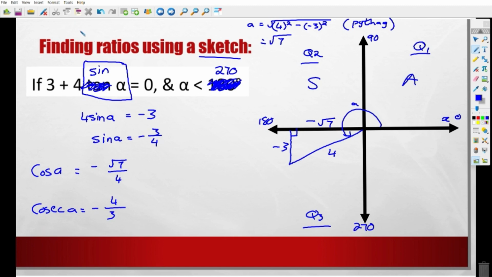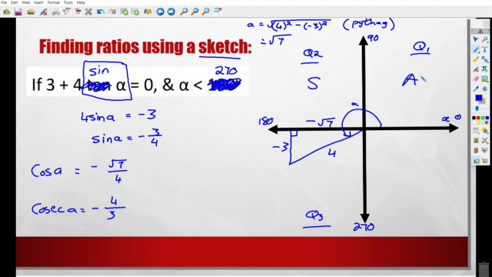So now that's finding ratios using a sketch. I hope this video was beneficial for you guys, and I hope it's been helping you. First thing first, you need to learn your Cartesian plane. You need to know where these things are positive, where they are negative, because that's going to help you determine where to draw your triangle.